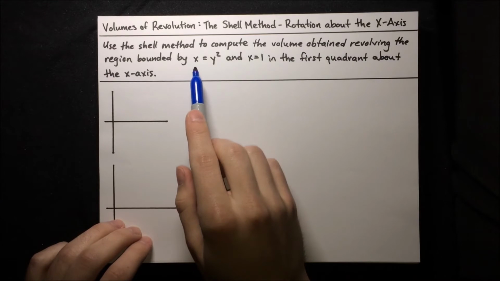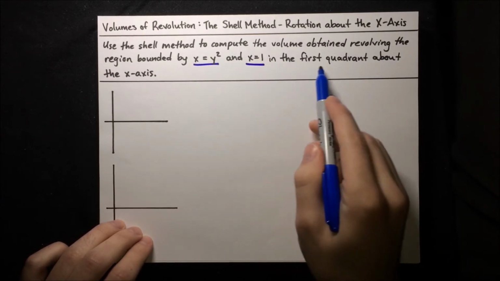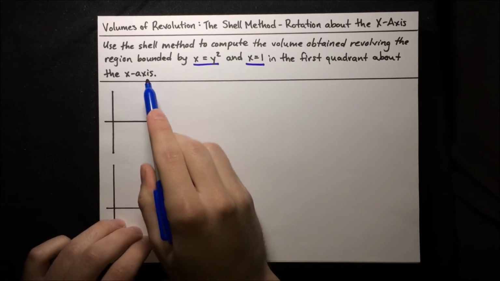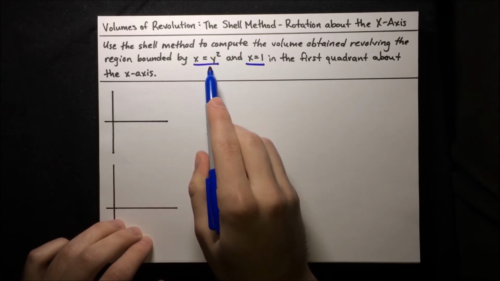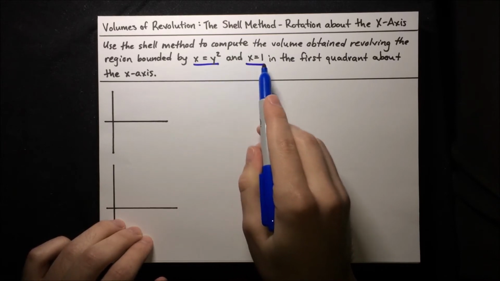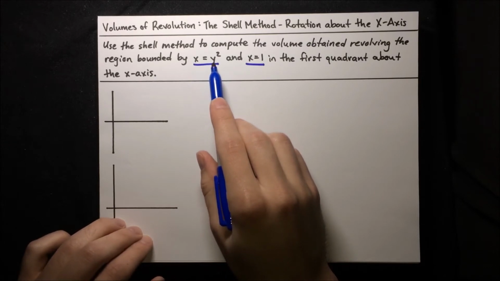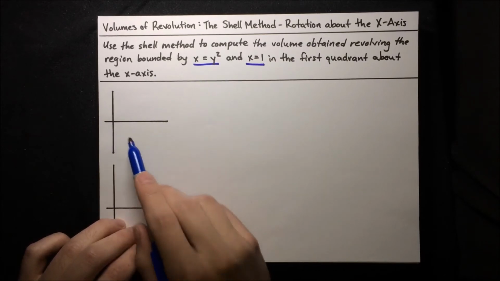revolving the region bounded by x equals y squared and x equals 1 in the first quadrant about the x-axis. Okay, so let's just start off by getting a sketch of this region which we're rotating around, x equals y squared and x equals 1. Why don't we draw x equals y squared first? That's just a parabola opening in the positive x direction.